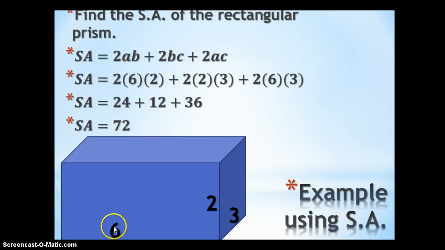If you're ever confused, just remember that each one of the numbers has to go to each other. So the 2 has to go to the 6 and the 3, the 2 has to go to the 3 and the 6, and the 6 has to go to the 2 and the 3. What this is actually doing is finding the area of this rectangle times this rectangle times this rectangle, and then they're adding them all together. So it's just breaking down the individual shapes and then finding those areas and then multiplying from there.